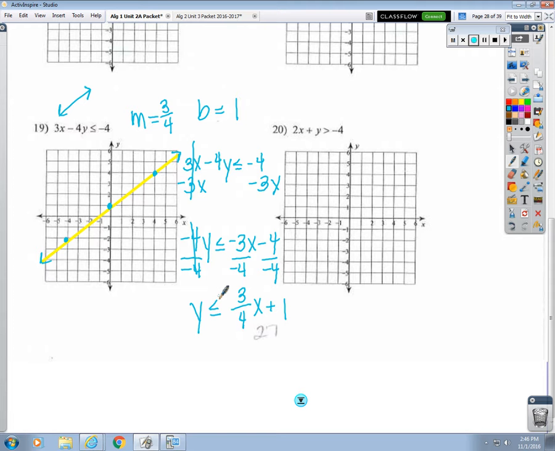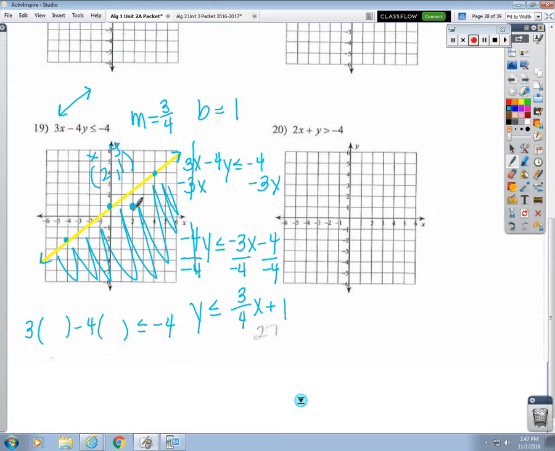Okay, it says y is less than or equal to the line. So less than the line would be where? Below it. So if I shade below it, let's pick a test point down there in the shaded area. What's the test point down here in the shaded area? How about 2, 1. Okay, 2, 1 is in that shaded area. So if I use a 2, 1, that's the x value, that's the y value. Keep watching. 3 times x minus 4 times y is less than or equal to negative 4.